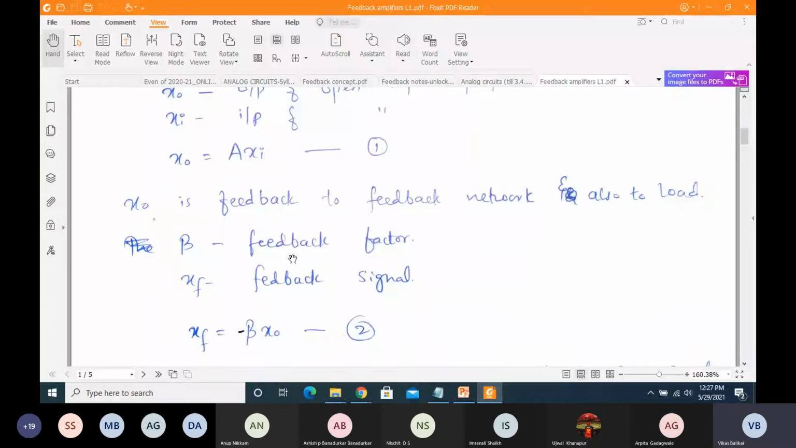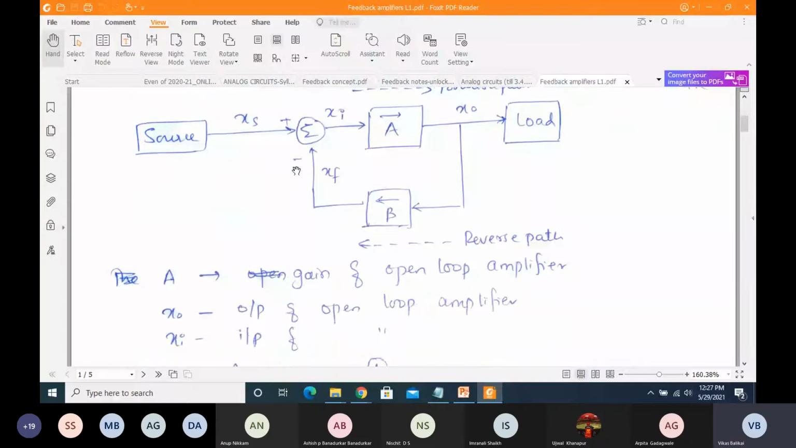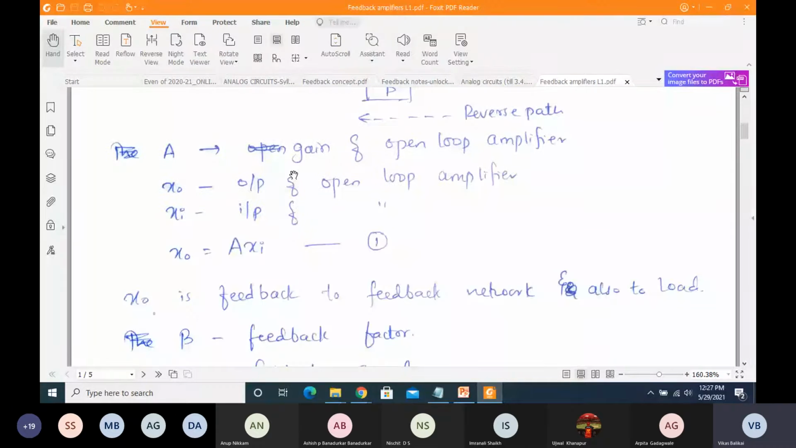And beta being the feedback factor, XF is the feedback signal. And what is the XF value? Since it is a negative sign over here, it is XO times beta. And since it is getting fed back in terms of negative, a minus sign is represented over here. So I can represent XF as minus beta times XO.